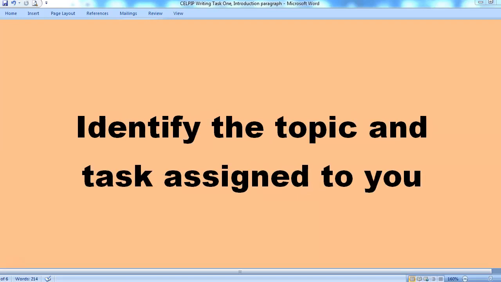As we read the question, we need to identify 2 things. Number 1, the topic. Number 2, the task that is assigned. So typically every question will have a topic and a task which is assigned to us. What we need to do is identify both of them, and that will make our approach to the answer much easier and may save a lot of time for us.